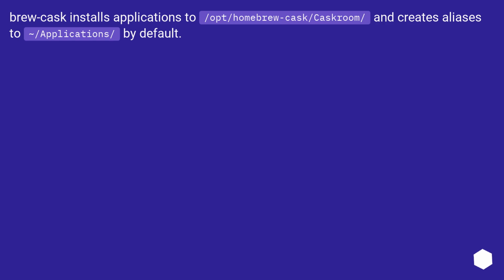Brew cask installs applications to /opt/homebrew-cask/Caskroom/ and creates aliases to /Applications/ by default.